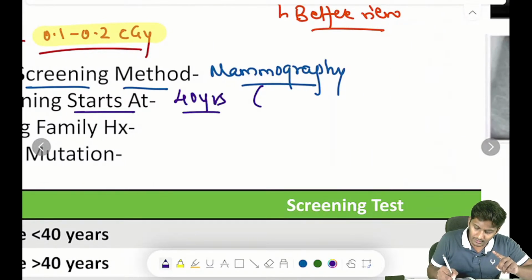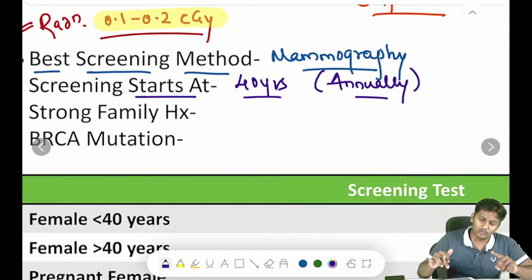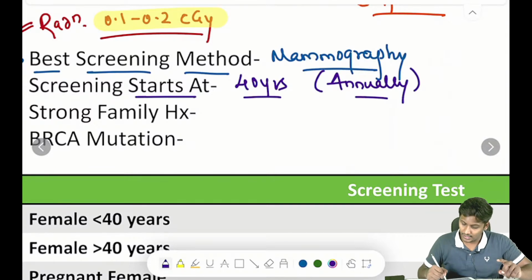You have to start it at 40 years of age and it has to be started annually. That means every year you have to do mammography of the patient. Okay, so that has to be remembered.